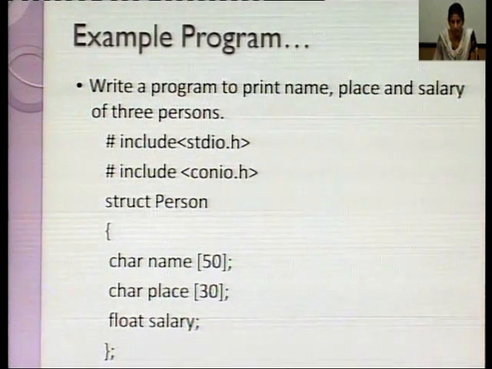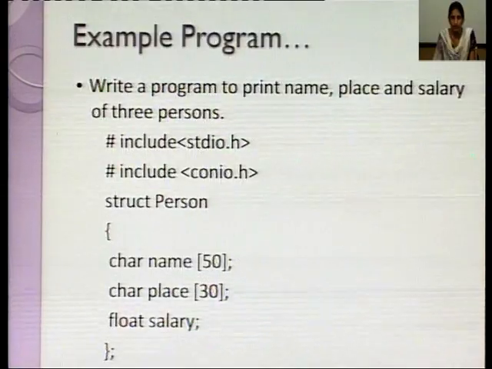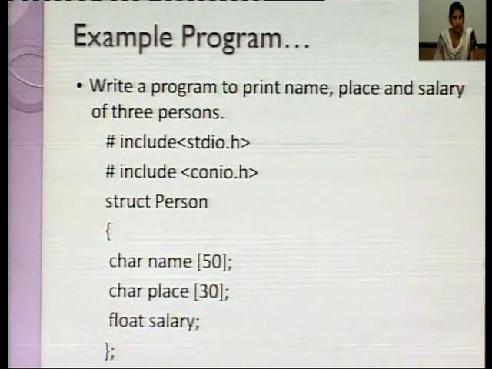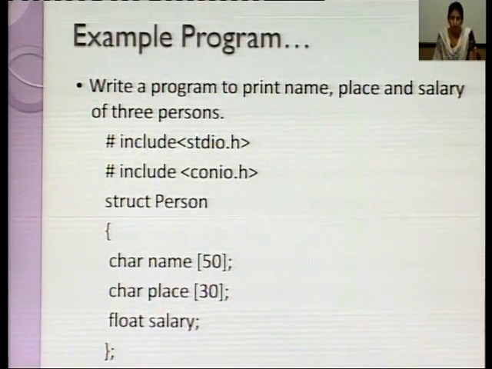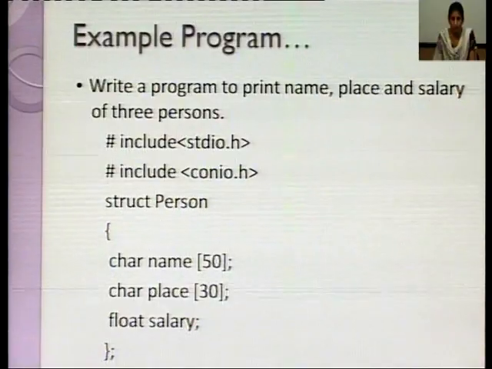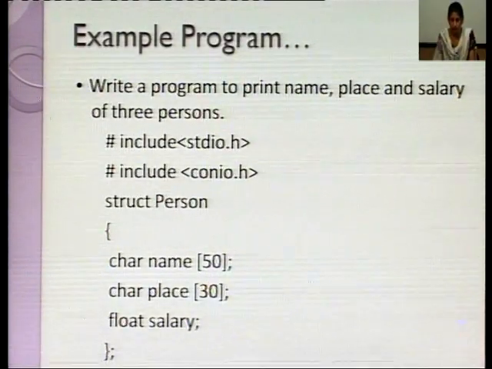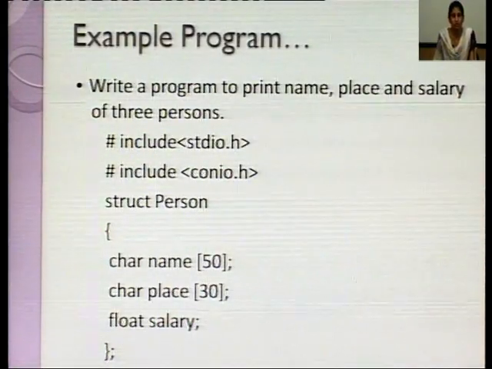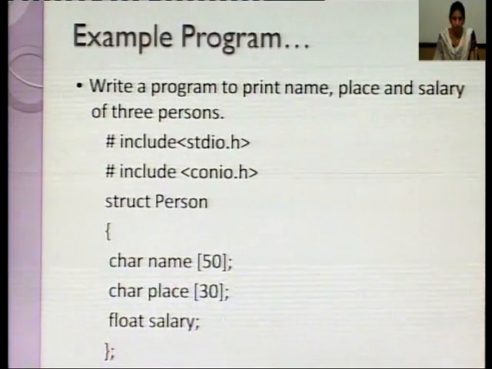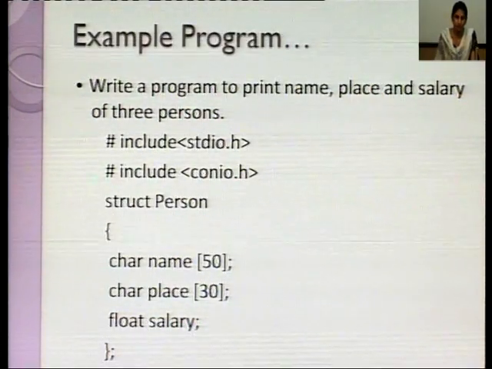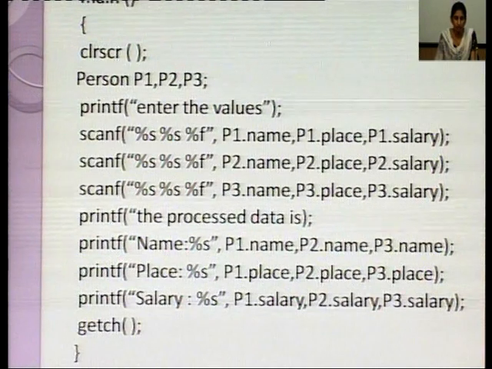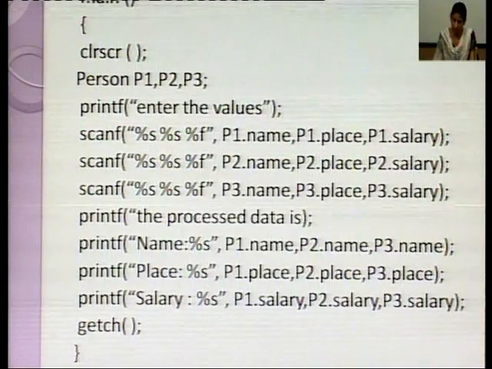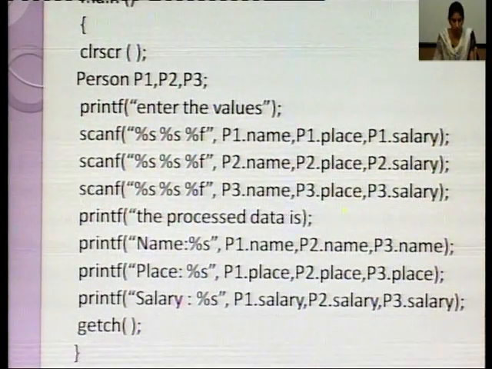First is character type, name variable is declared which will store name of the person. And then character type, place variable is declared which can store up to 30 characters. And then float type salary is declared which will store the salary of the person. Then braces close and then semicolon. Now we will implement the above declared structure in the program. We will start with the main function. Braces start, clear screen, you all know that.